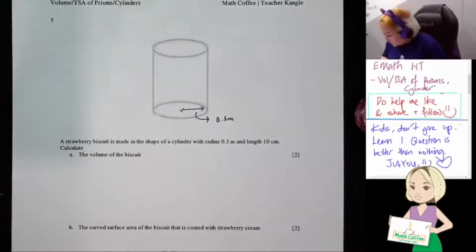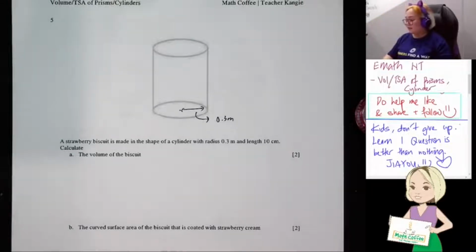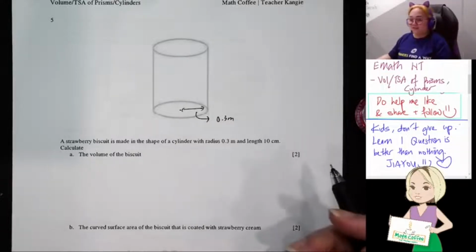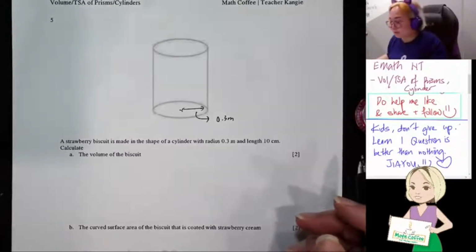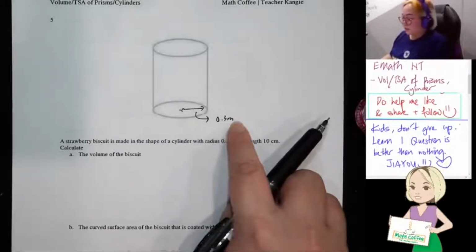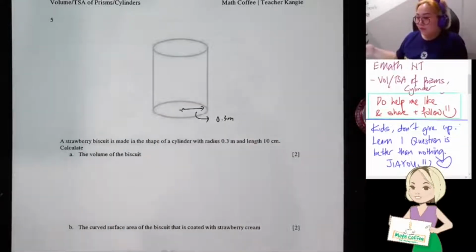Wow, what biscuit is this? Are you sure it's 0.3 meter? So suspicious. The biscuit is so big. So maybe it's not for consumption. 0.3 meter is 30 cm. My 30 cm is even bigger than my ruler, longer than my ruler.